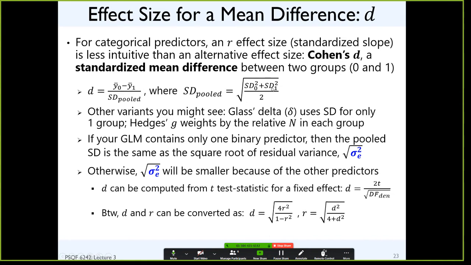The good news is that you can actually get Cohen's D straight out of your output. You can convert your t-test statistic into a D using this formula right here. If the only term in your model is that grouping predictor, the residual variance that you get back, if you take the square root of that, is the pooled standard deviation. So you can get a Cohen's D directly out of your output with just a little bit of math. I usually ask SAS to do the math for me. This is one of the options that I don't know how to get it to do unless I physically force it to. It's not an option that's built into the packages.